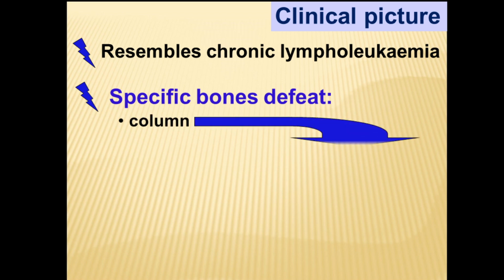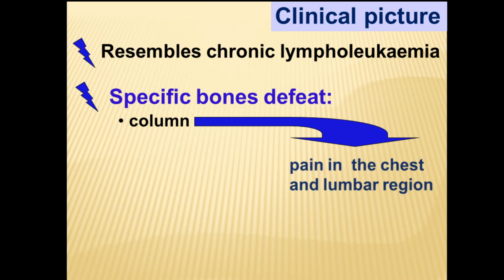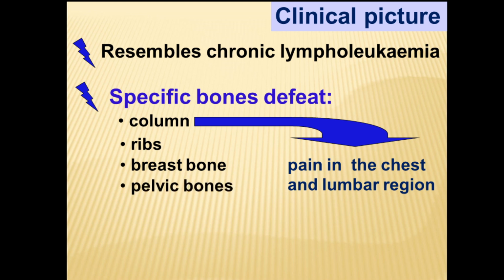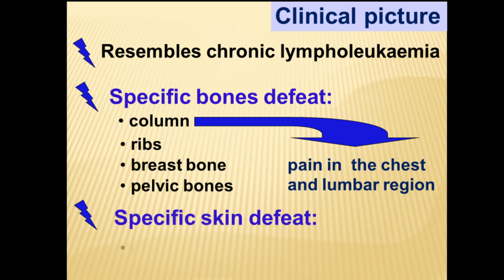Patient feels pain or discomfort in the chest and lumbar region. Then the process spreads on the ribs, breastbone, and pelvic bone. There is a specific order of involvement of the bones in the pathological process, and a specific skin defect characterized with formation of nodules with extensive infiltrate.